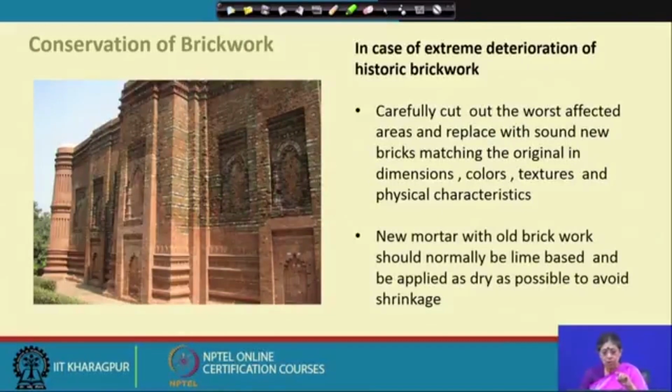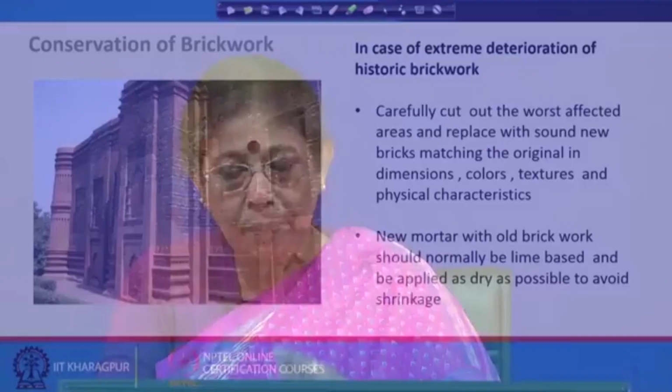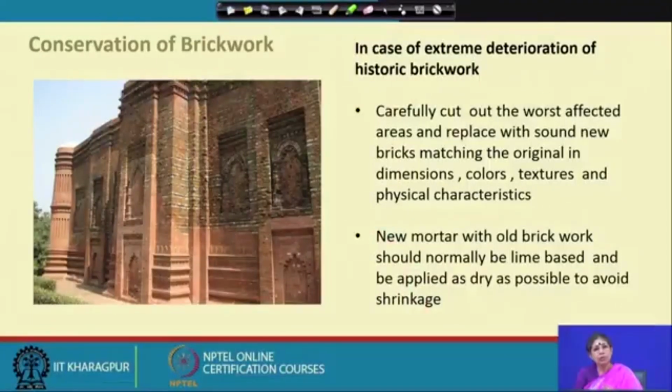And new mortar with old brickwork should normally be lime based, and this is again and again very important. Lime was slow setting, it has its own property, it is much more compatible material-wise, and the use of cement is not at all desirable. Some admixture can be given, but again I am saying, after testing and depending on the behavior. So again, new mortar with old brick should normally be lime based and be applied as dry as possible to avoid shrinkage.